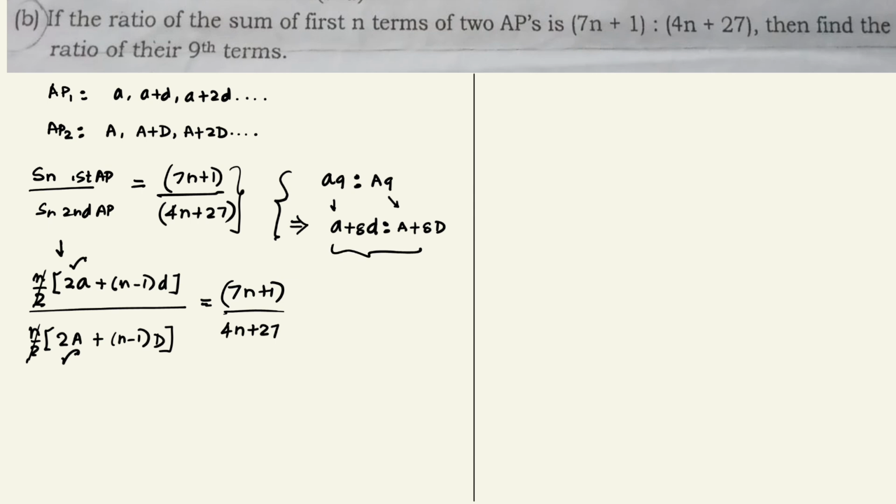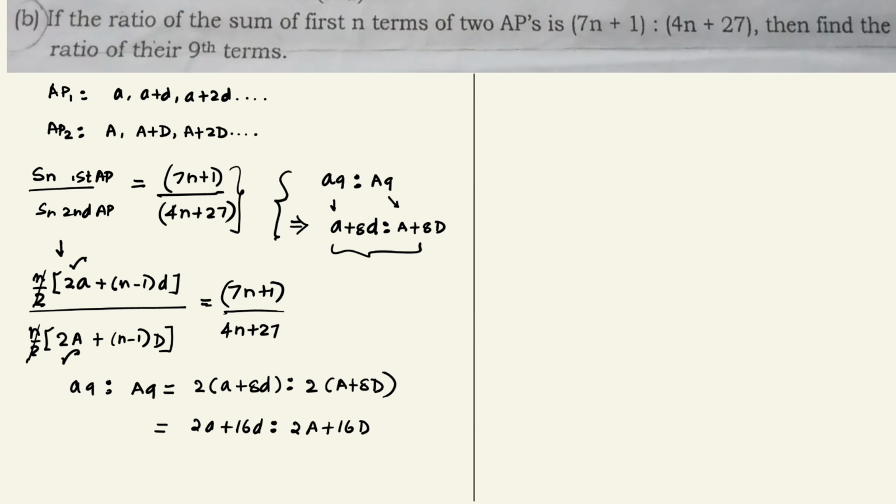But what are we supposed to find? Small a9 and capital A9. So I'm going to rewrite the ratio that we are supposed to find, a9 is to capital A9. I'm going to multiply 2 on the numerator as well as on the denominator. It does not change the ratio. It is still the same ratio: 2a plus 16d is to 2 capital A plus 16 capital D.